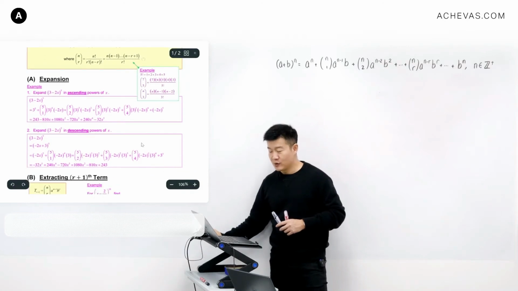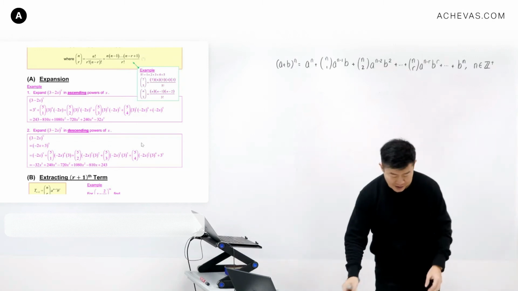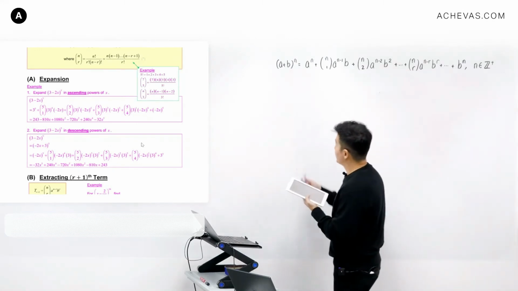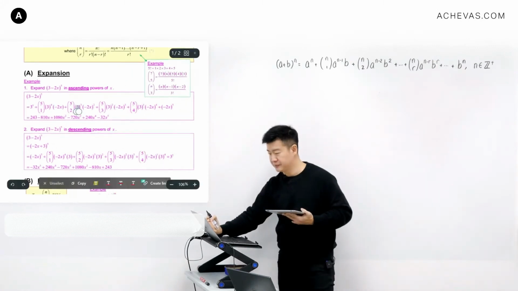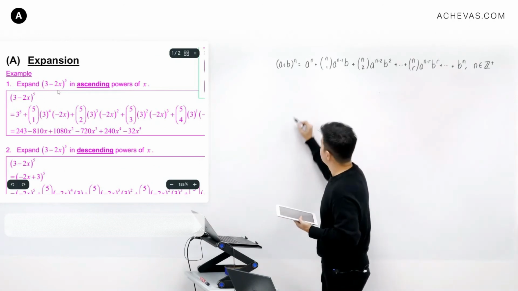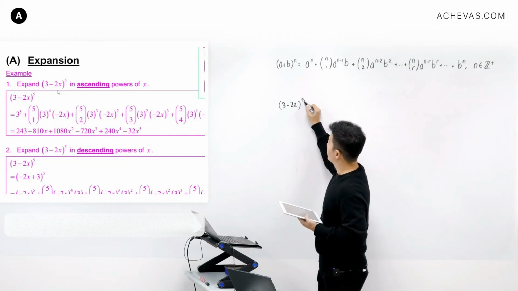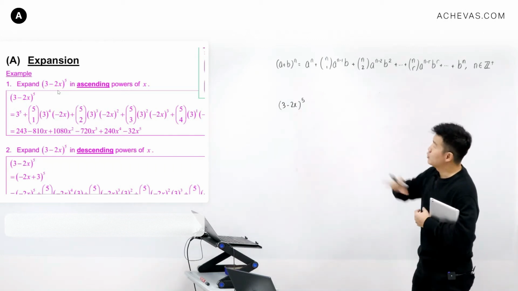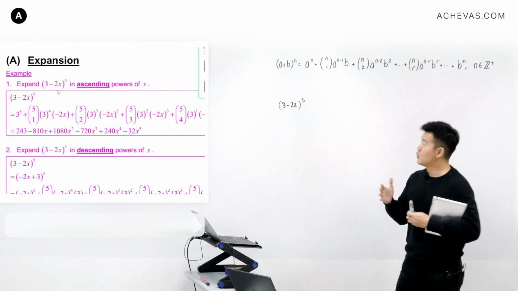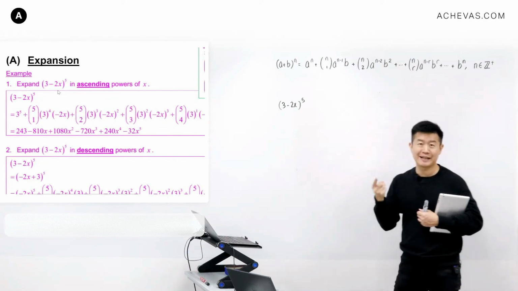The first common scenario that you will be seeing tested in an exam is literally the expansion. So let's try to see how we can do an expansion for this. Let's try to expand 3 minus 2x to the power of 5. We're going to use the binomial expansion formula. How many terms will we be expecting? We will be expecting 6 terms. 5 plus 1, so 6 terms.